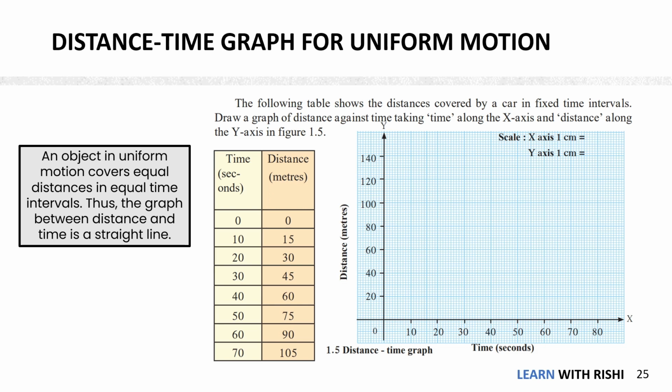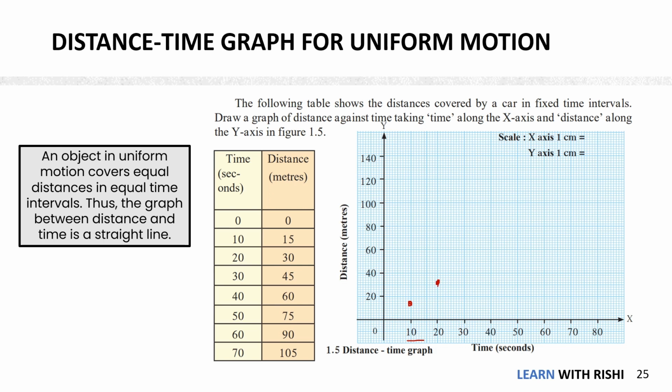As you can see here, when the time was 0 seconds, the distance was 0 meters. When the time is 10 seconds, the distance is 15 meters. So here is time 10 seconds, and 15 meters will lie somewhere here. I am marking 15 meters with a red dot. Then after 20 seconds the distance covered was 30 meters, which is somewhere here.